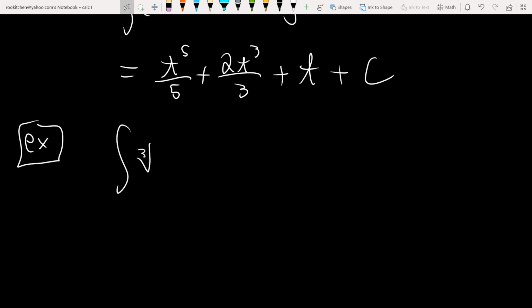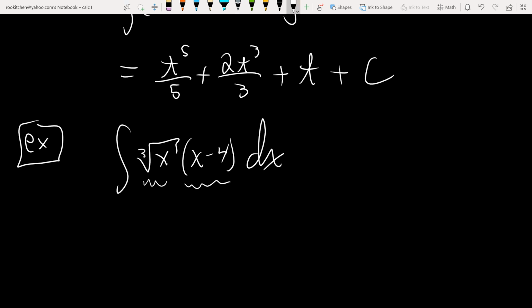The integral of cube root of x times (x minus 4) dx. Okay, so here again we have a product of two things, and naively you may think the integral of a product is the product of the integrals, but I already said no, it's not. You would need some sort of product rule for integrals, which we don't have yet. So you have to turn it into something you know how to do. And the only thing I really know how to do well is that stupid power rule.